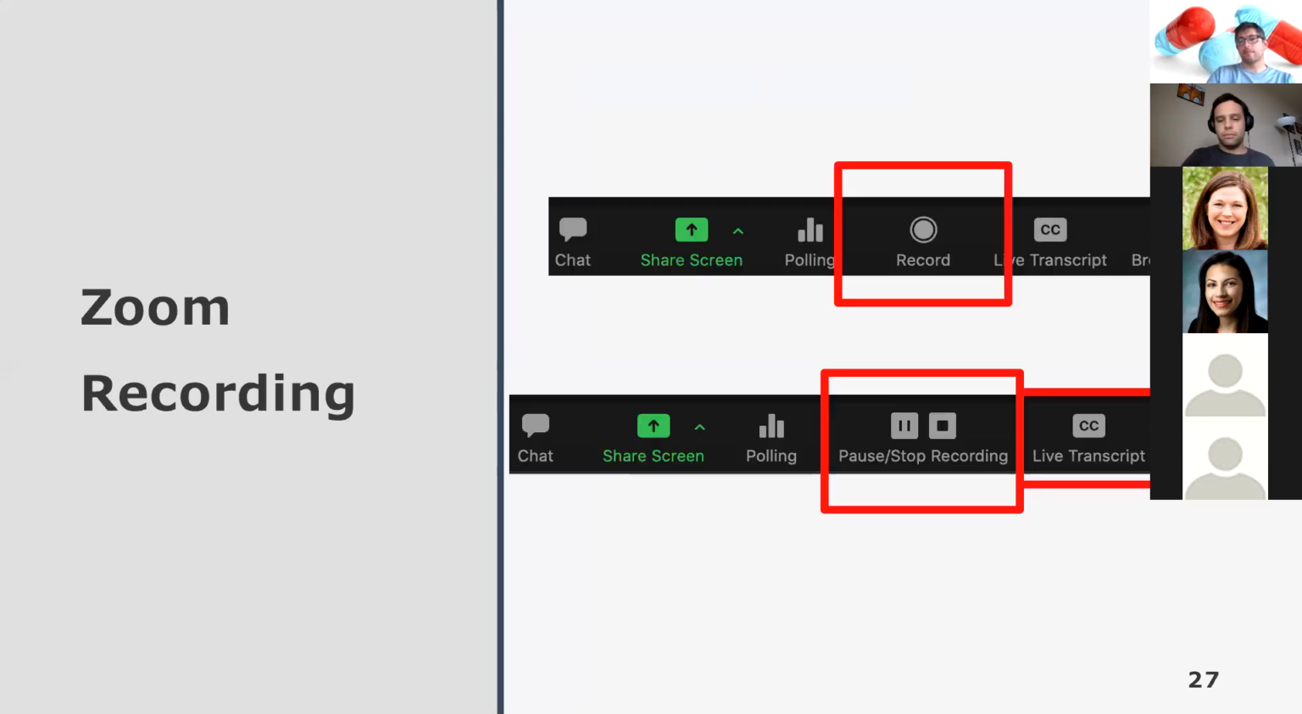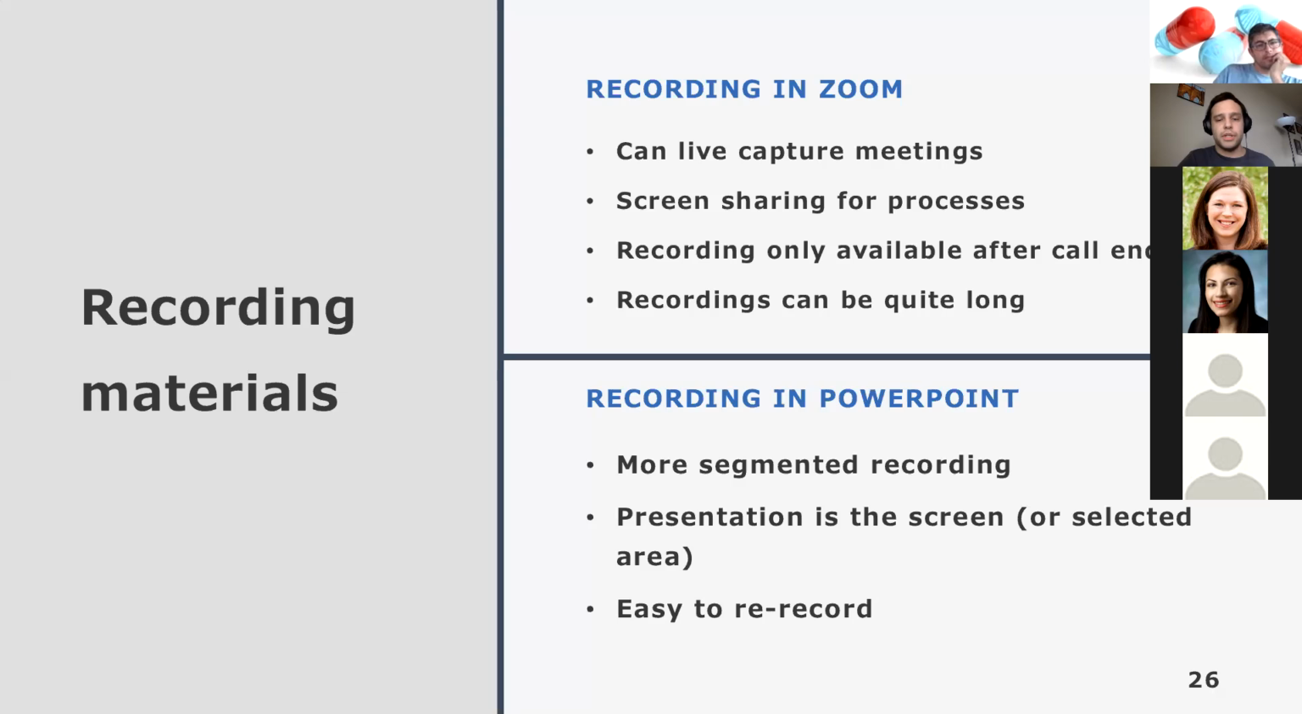So I briefly want to talk about different methods of recording. And so in terms of capturing asynchronous material, I really found two very beneficial ways to do it. And I'm sure there are more out there, but I think these are the top two that I use when I'm recording things. So recording in Zoom is really helpful.